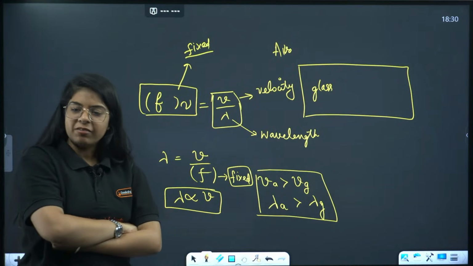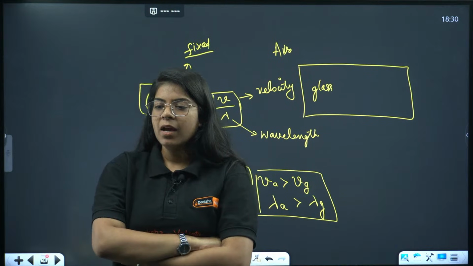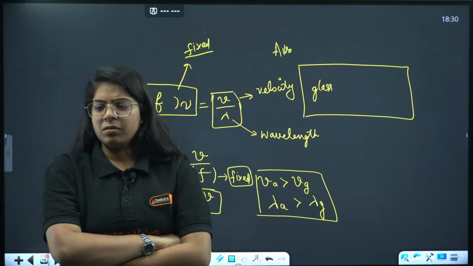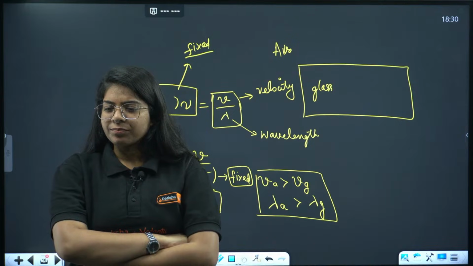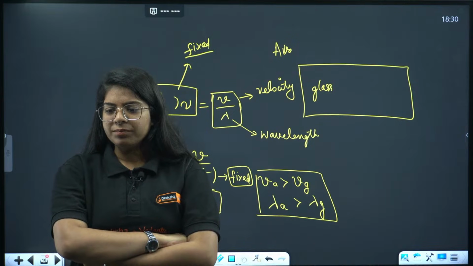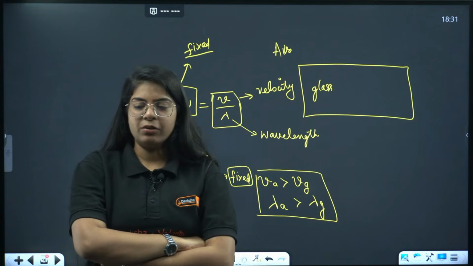Yes, speed and wavelength change when light travels from one medium to another, correct? Yes, lambda is a Greek alphabet, very good.